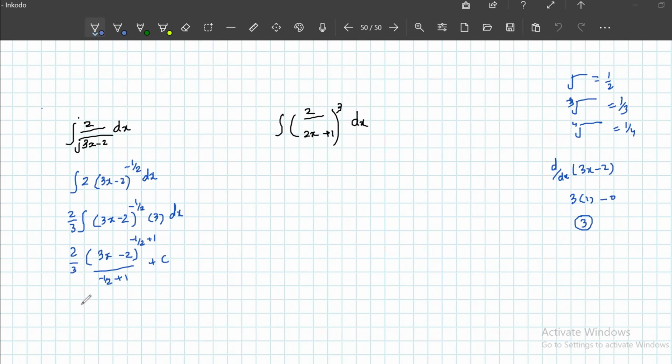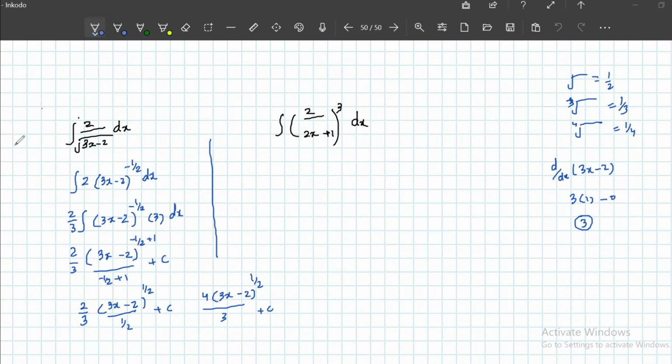So next, 2 over 3 (3x minus 2) whole power 1 by 2 over 1 by 2, and plus constant of integration. So lastly it is 4 over 3 (3x minus 2) power 1 by 2, plus constant of integration. So we simplify this question. We move on to the next, which is 2 over (2x plus 1) whole cube.